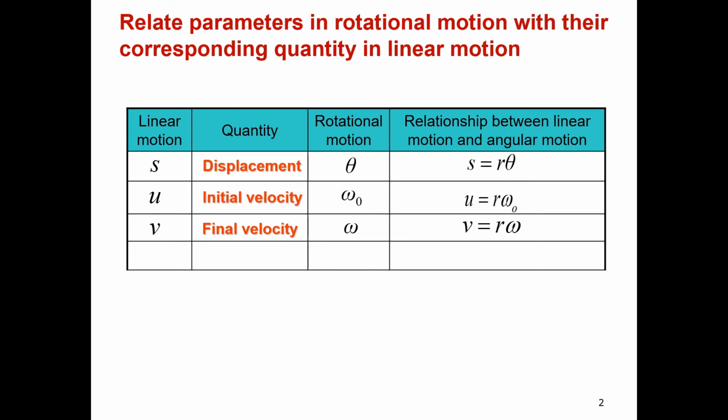The last one is acceleration. The symbol of acceleration in linear motion is a, and in rotational motion is alpha. The relationship between linear motion and angular motion for acceleration is a equal r alpha.